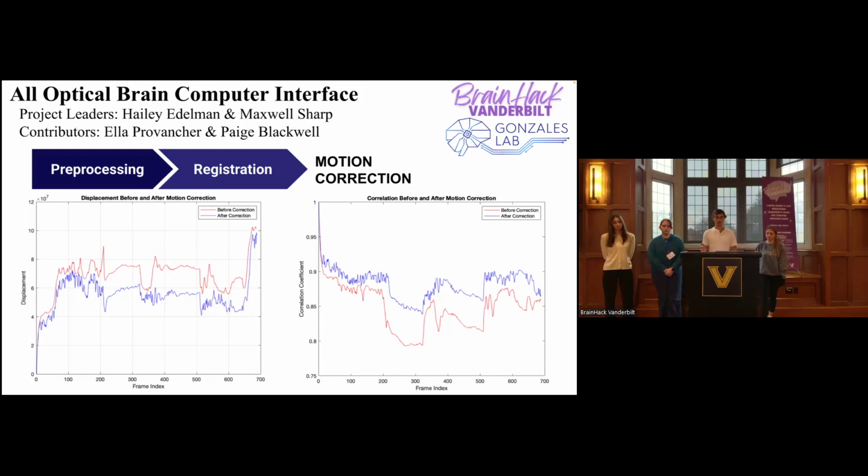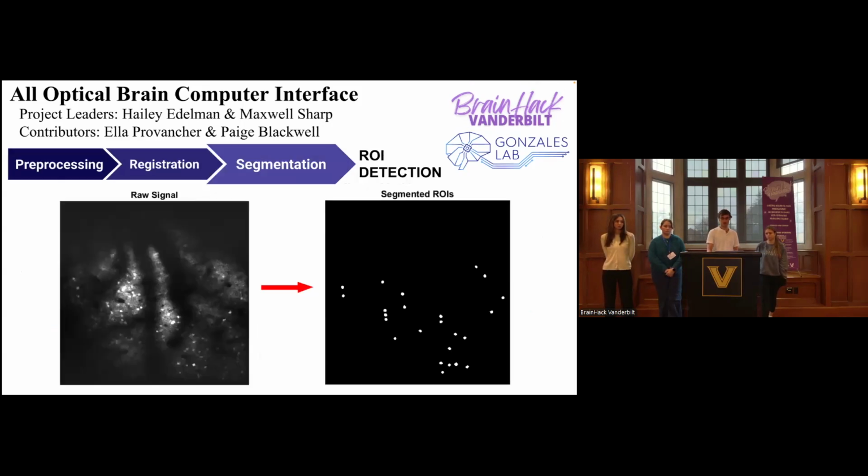So that was more a function of that, which is something that we will be looking to improve on in the future. And our second task was segmenting our image after our motion correction. This involves identifying relevant regions of interest, including the neurons that we were interested in.